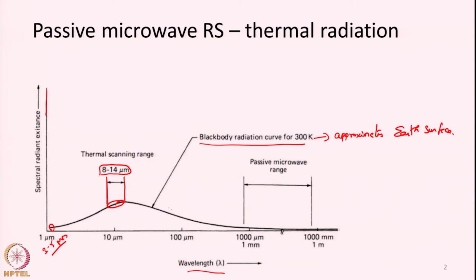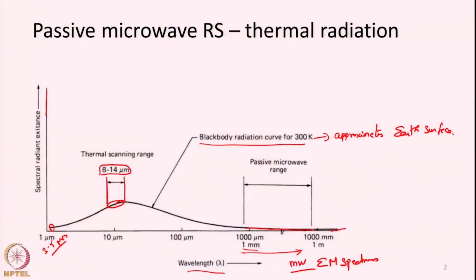But this curve will not stop abruptly. Earth's surface will keep on emitting radiation and it will have a long tail which extends all the way up to the microwave portion of the electromagnetic spectrum. So, even if you observe in the millimeter range or centimeter range, there is a small amount of radiation that is constantly being emitted by Earth's surface. So, this radiation is what we are going to make use of in passive microwave radiometry.